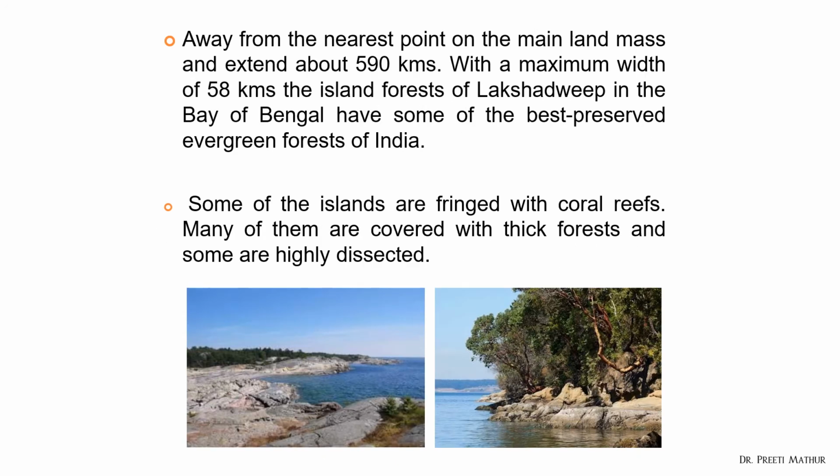Away from the nearest point on the main landmass and extend about 590 kilometers with a maximum width of 58 kilometers, the island forests in the Bay of Bengal have some of the best preserved evergreen forest of India. Some of the islands are fringed with coral reefs. Many of them are covered with thick forest and some are highly dissected.